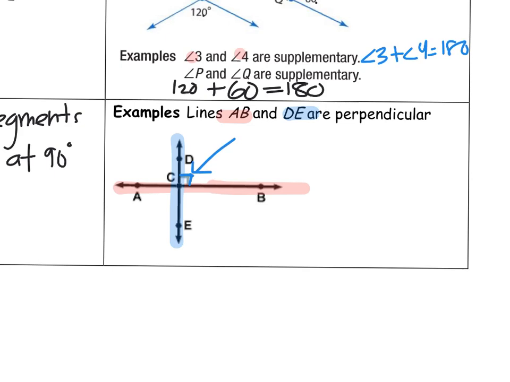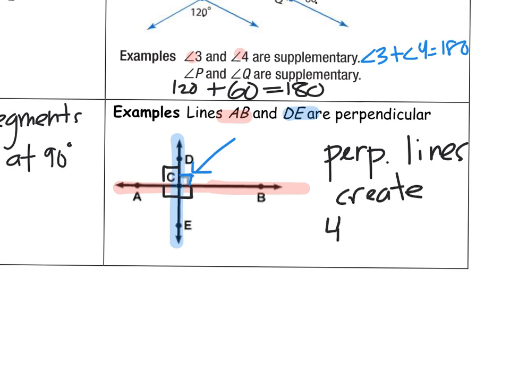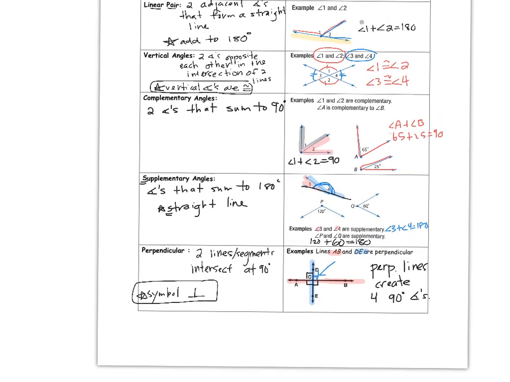And actually, since they're perpendicular, if you look closely at this picture, DCB is supplementary with BCE, which means these two angles have to add to 180, which means this is also perpendicular. That's also 90. That's also 90. That's also 90. So I'm actually going to write perpendicular lines create 4 90-degree angles.